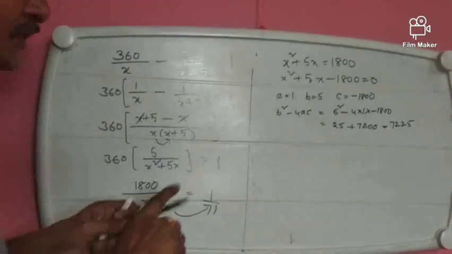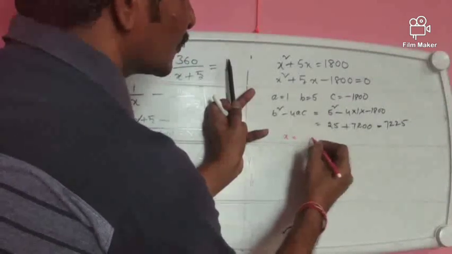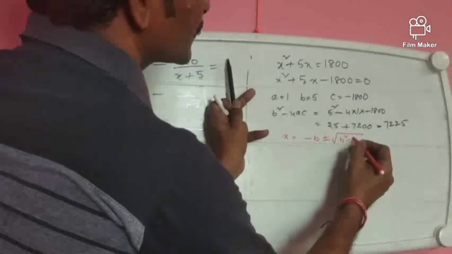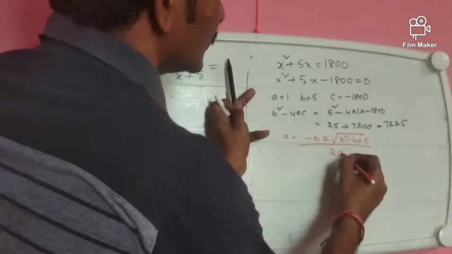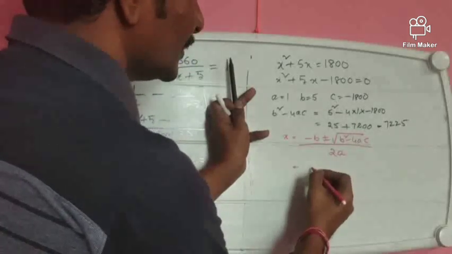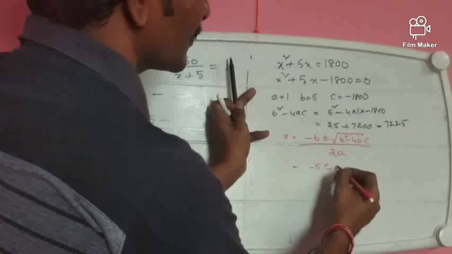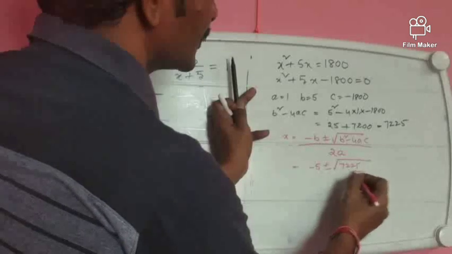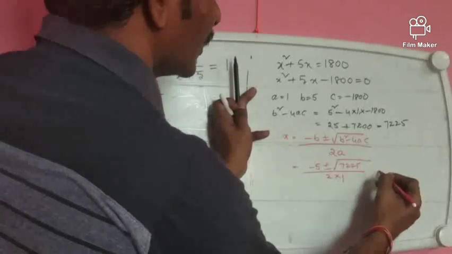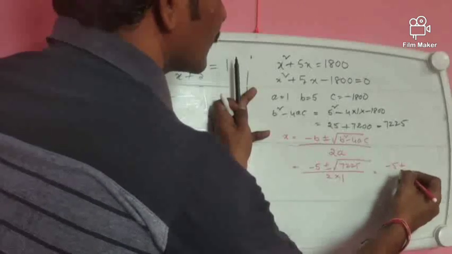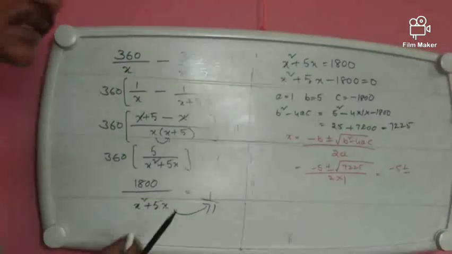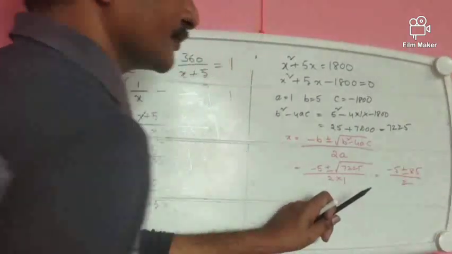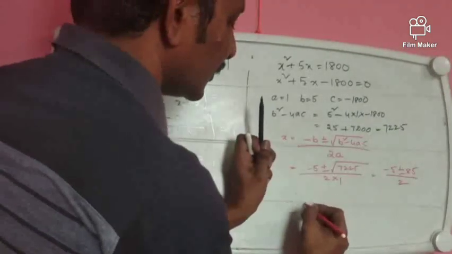What is the quadratic formula? x is equal to minus b plus or minus the root of b square minus 4ac, by 2a. Now substitute the values here: minus b, that is minus 5, plus or minus the root of b square minus 4ac. The discriminant value we already got, 7225, by 2 into the a value 1. That is minus 5 plus or minus the square root of 7225, which is 85, by 2. Clear to everybody?